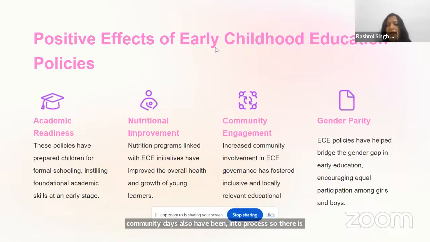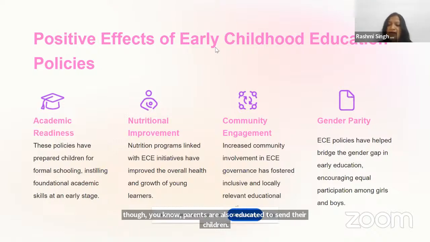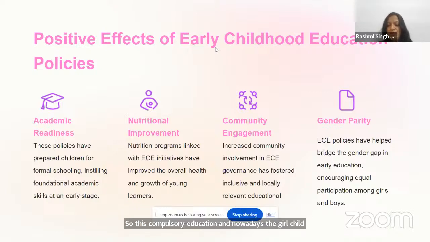And coming to the gender parity here, the education system is such that now the girl child, earlier what used to happen is the elder one used to stay at home, taking care of the younger sisters and brothers, and the parents used to go to work. So now that the parents are also educated to send their children, with this compulsory education, nowadays the girl child ratio also has increased. So along with the boys, now parents are very keen on getting their girls also educated.